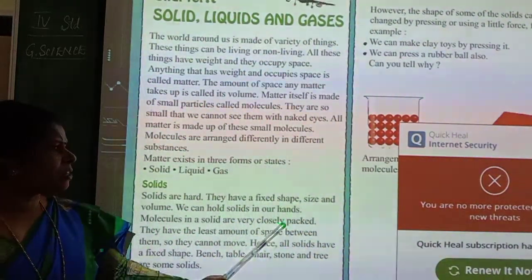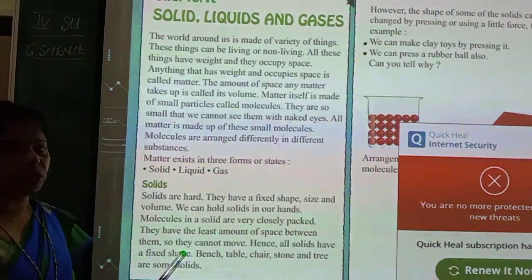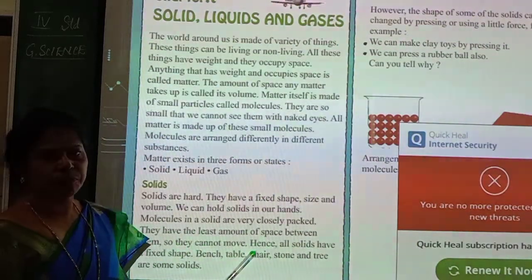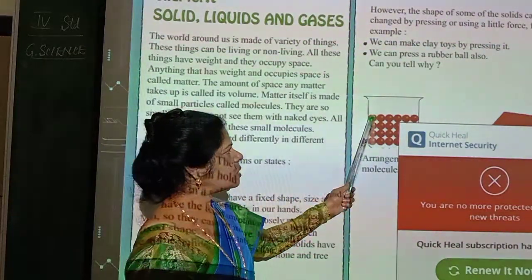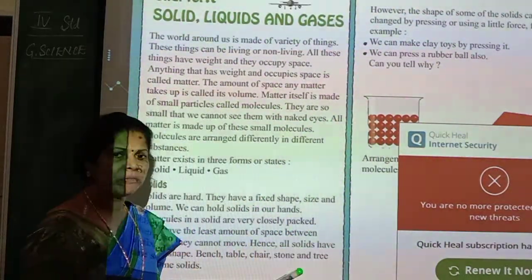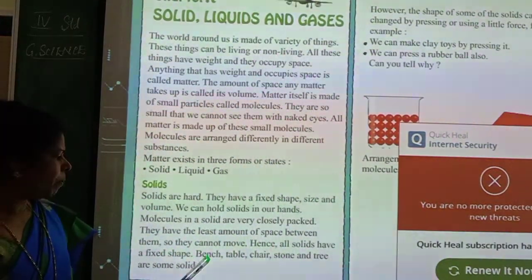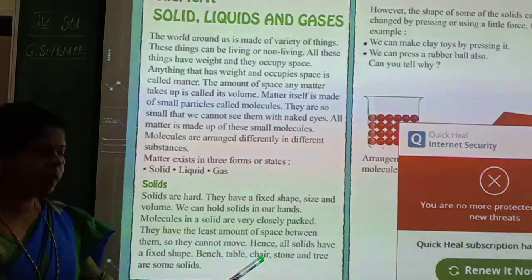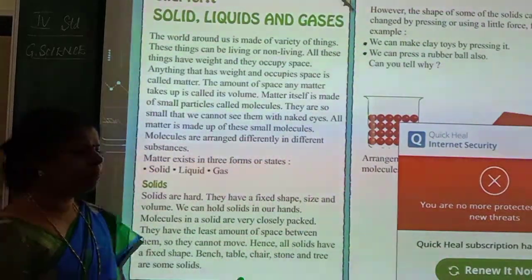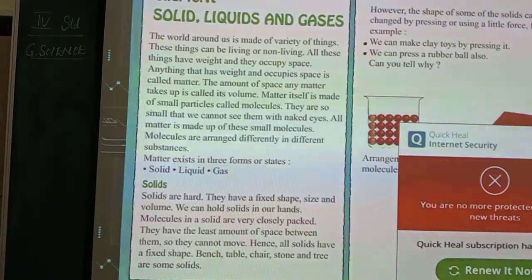Molecules in a solid are very closely packed. They have the least amount of space between them. There is no space at all between them. So they cannot move. The molecules which are present there, see these molecules, they cannot move because there is no space in between. Understood? So it is very difficult for them to move. Hence, all solids have a fixed shape. Bench, table, chair, stone and tree are some solids. You can see everything which is very hard to touch. All these are called solids, because the molecules are very tightly packed.